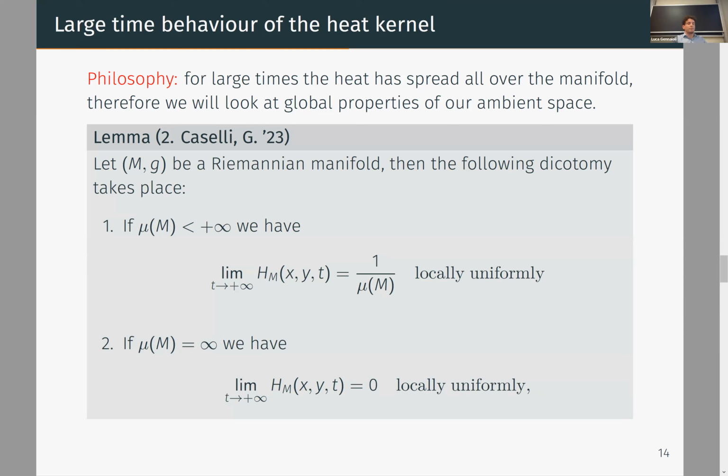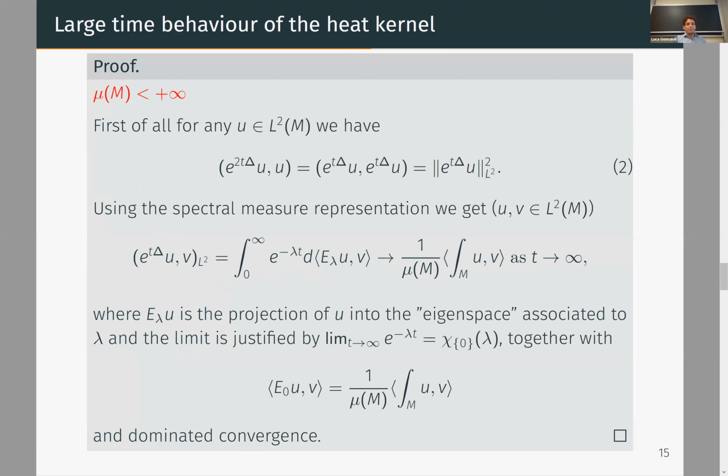But what we proved, and remarkably we couldn't find it in the literature, is some sort of natural continuation of the result: if the measure is infinite, then the limit has to be 0. Because formally, if you put infinity instead of the measure of M, you get 1 over infinity. So at least formally, it's true. How does the proof work in the case of finite measure? Basically, you use the theorem of Yau that I showed you before for the L2 case. You use the spectral measure representation of the heat semigroup.